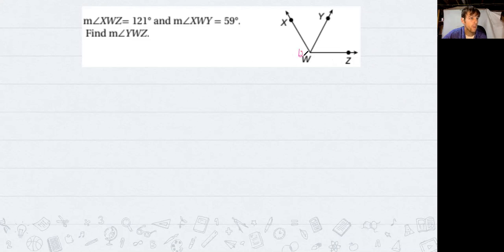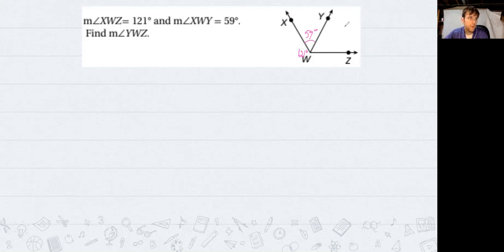So I label it as 121. That tells me that I'm talking about the whole angle, because it can be difficult to mark that and to show that. So I just label at the vertex what the whole angle would be. Again, it's not that clean, but it just kind of helps me figure it out. And the measure of XWY, so that's this angle right here, XWY. That one is 59 degrees.